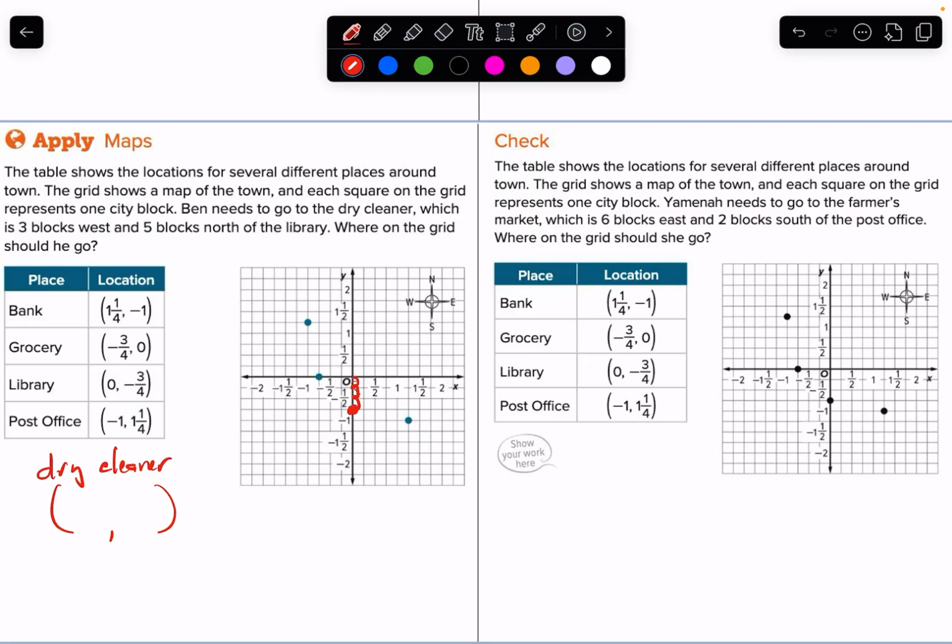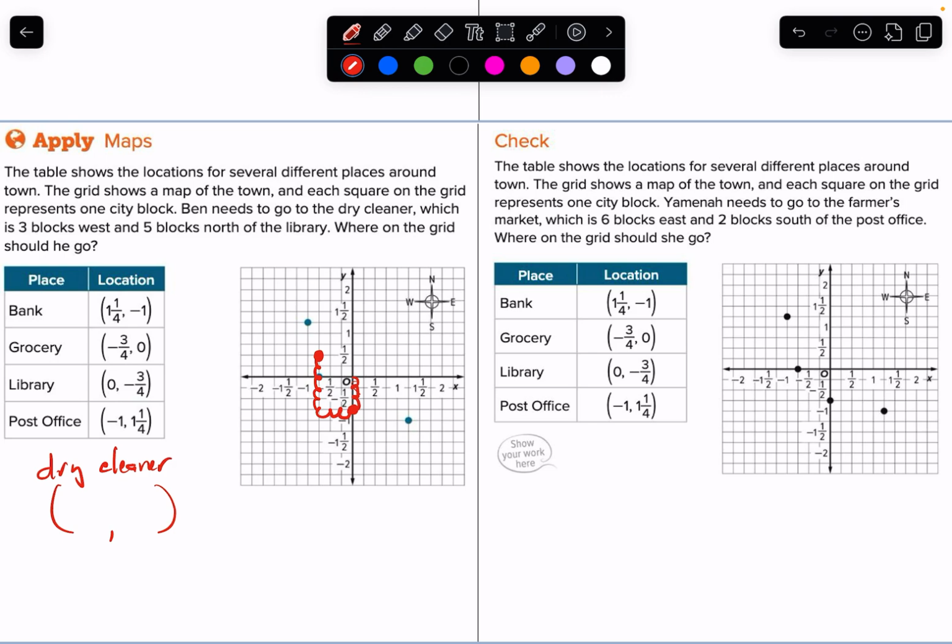We need to go 3 blocks west and 5 blocks north. Now each square is a block. So I just need to go 3 west. Okay, so W's first. So I'm going to go 1, 2, 3. And then I need to go 5 blocks north. 1, 2, 3, 4, 5. That's the dry cleaner. So where is that coordinate?